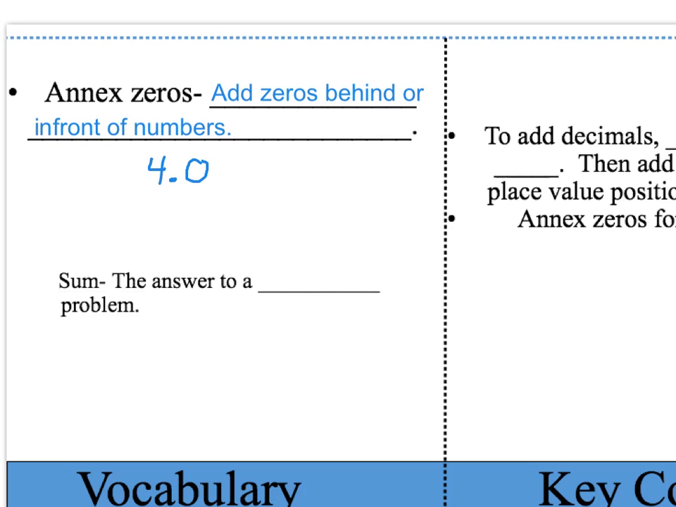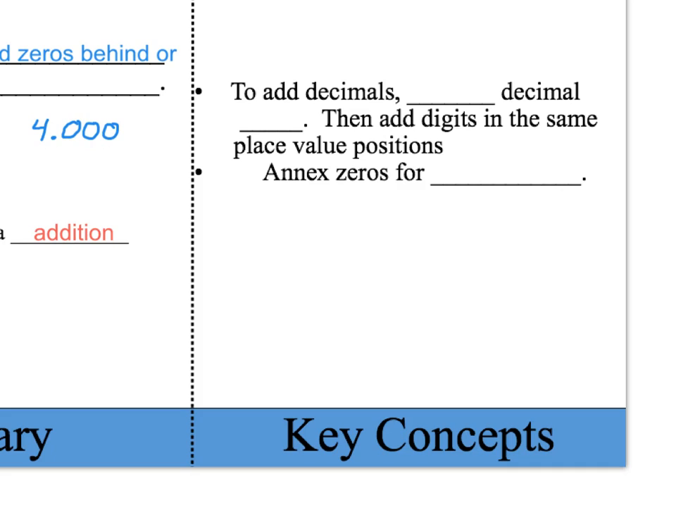4.0 is the same as 4. If I had the number 4, add another decimal, I can annex as many zeros behind it, and it does not change the value of the number. The next vocabulary word is called sum, and a sum is the answer to an addition problem. So now let's talk about some of the key concepts.